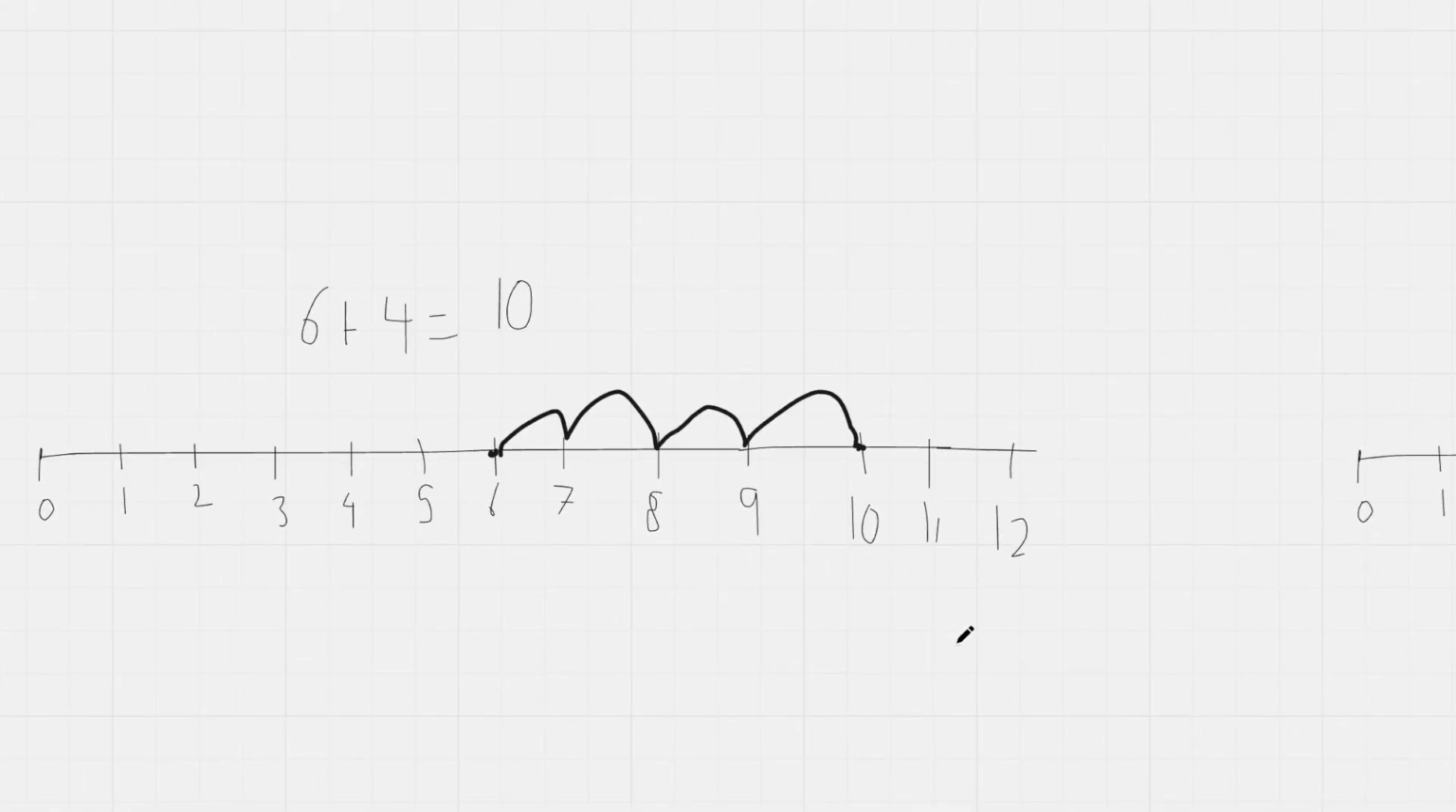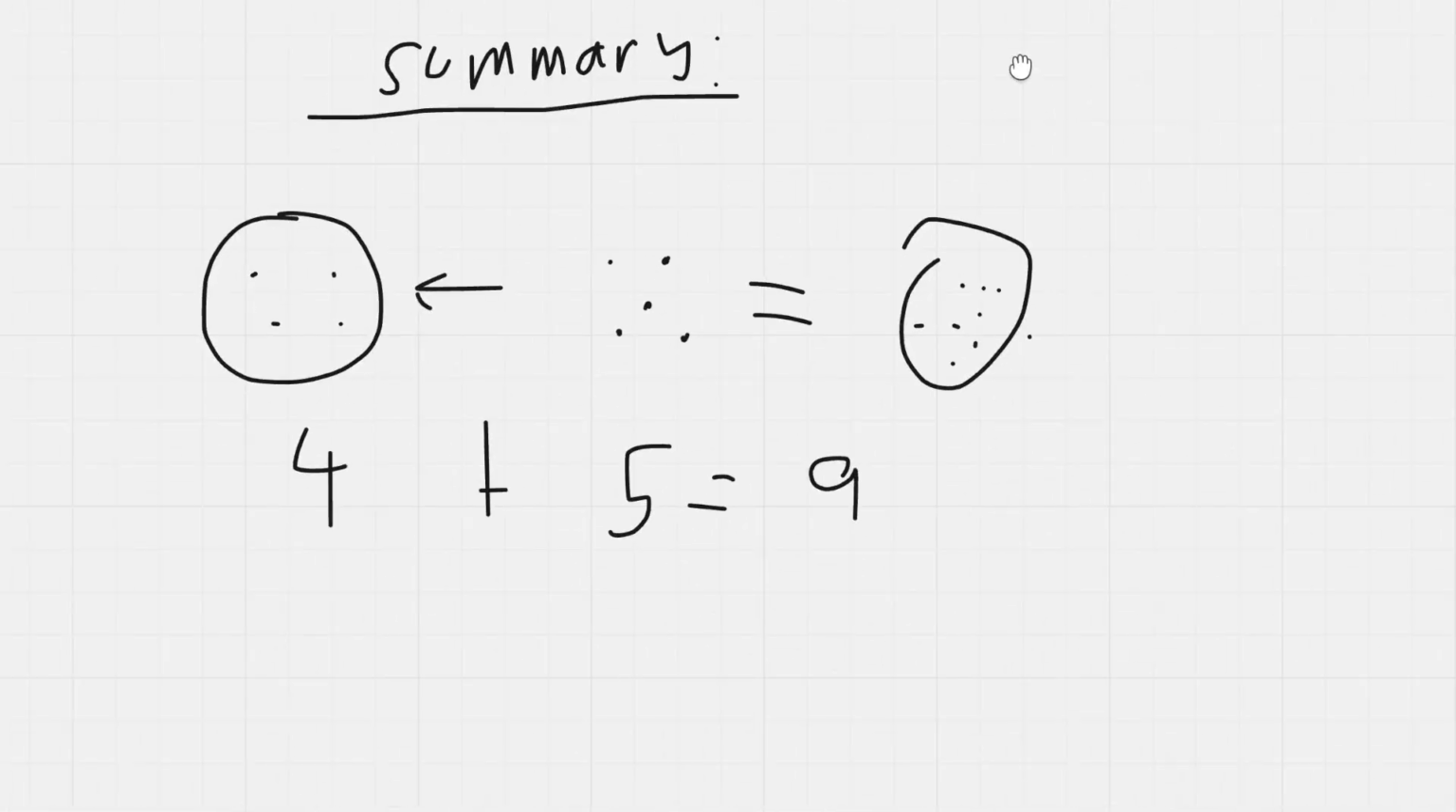So in summary of this video, addition is just when you take a number of objects and you combine them with a group that already has a number of objects right here. So this already has 4 objects. We're combining 5. We end up with 9 chips in this object.